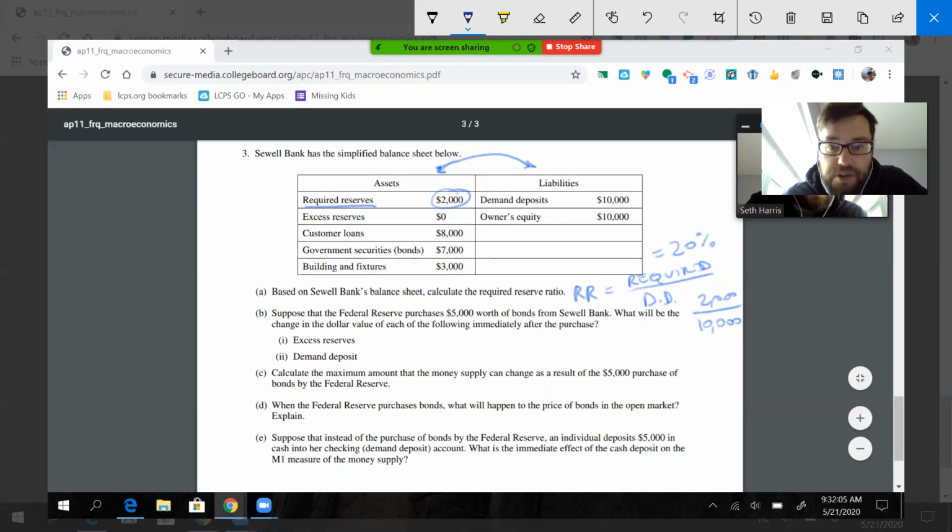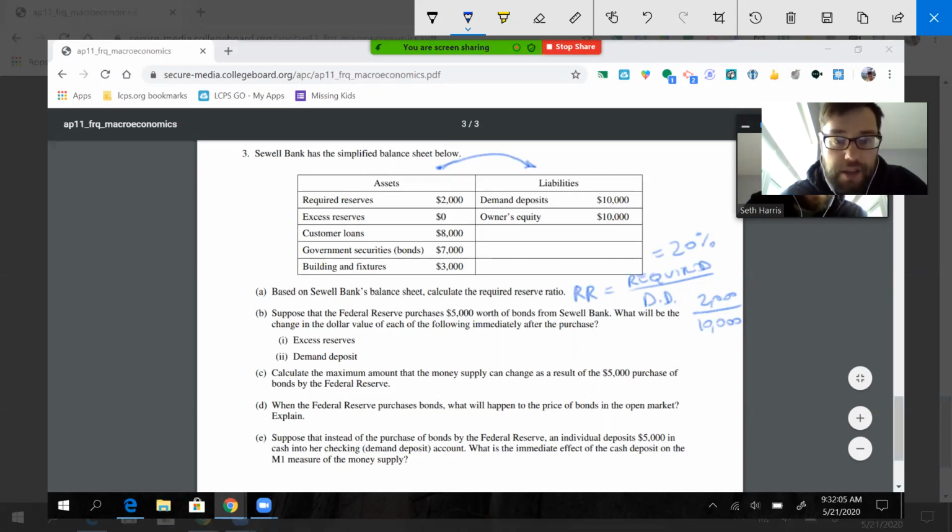Suppose the Federal Reserve purchases $5,000 worth of bonds from Sewell Bank. What will be the change in the dollar value of each of the following immediately after the purchase? Excess reserves and then demand deposits. All right, so anytime we do a transaction to the balance sheet, remember, they have to balance. I think it's worthwhile just to sort of update and redraw the balance sheet.